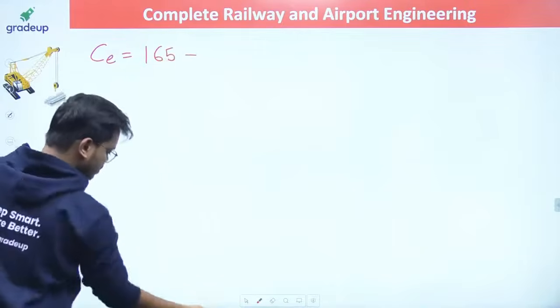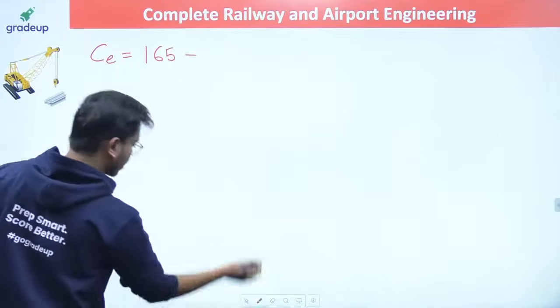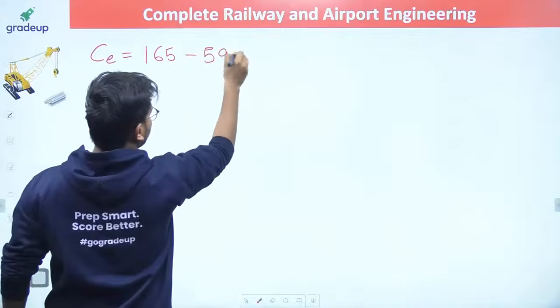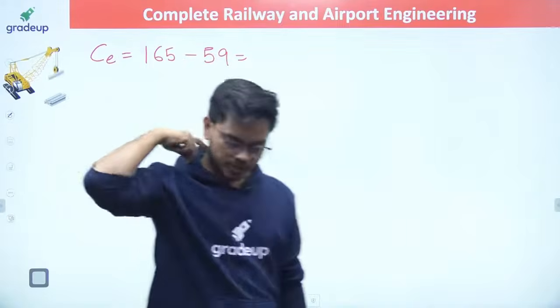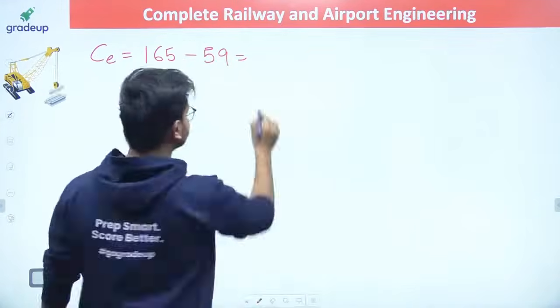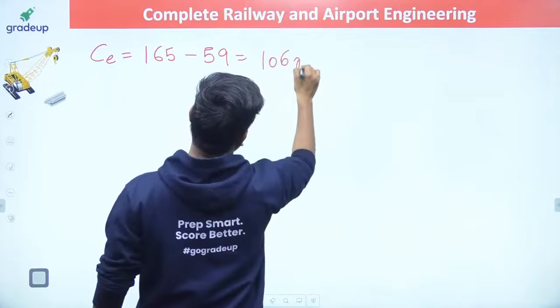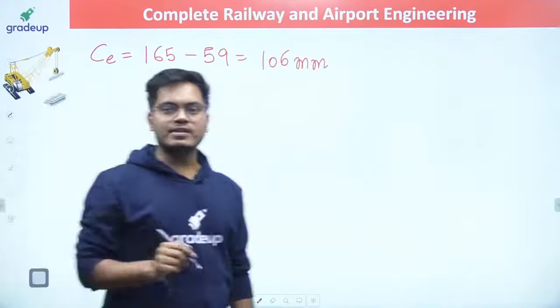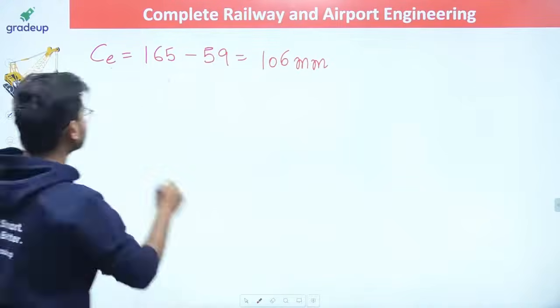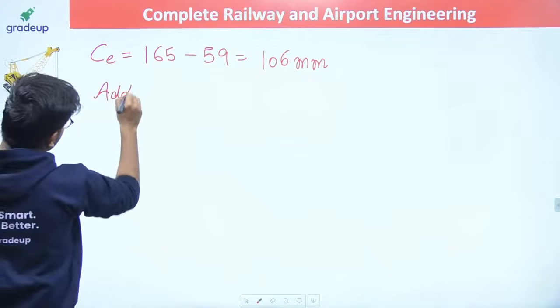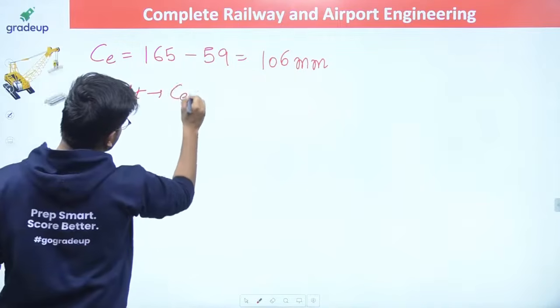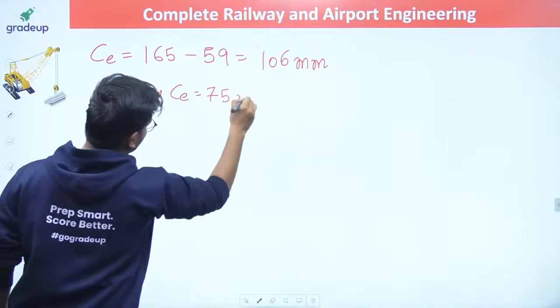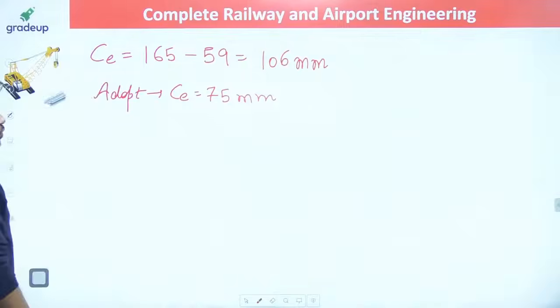165 minus 59. How much value are we getting from here? This will be, guys, 106 mm. Again, it is not coming under the limit. The limit is 75 mm for CANT axis.